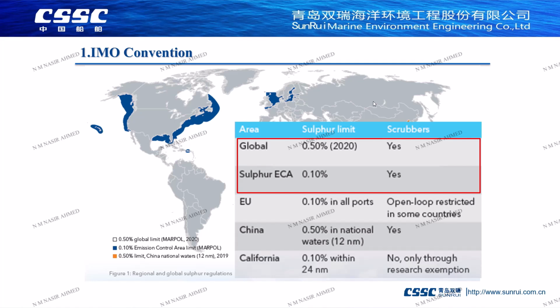IMO divides the world's oceans into emission limit zones and non-emission limit zones. The emission limit zone we call the ECA zone. The sulfur content of the fuel must be less than 0.1. The sulfur content of the fuel for other areas must be less than 0.5. To reduce the emission and concentration of sulfur dioxide, we use this desulfurization scrubber.